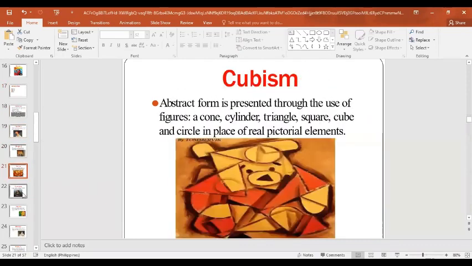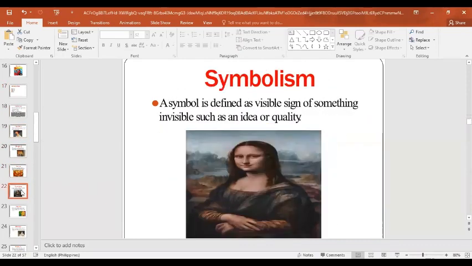Next tayo. So let us continue to discuss ways of presenting the subject. Let's start again with symbolism. So when we talk about symbolism, a symbol is defined as a visible sign of something invisible, such as an idea or quality. Kumbaga, when we talk about symbols, siya yung art na, as a viewer, makakatch niya yung attention mo to the point na gusto mong malaman kung ano yung mystery behind doon sa art piece or artwork na create ng isang artist.